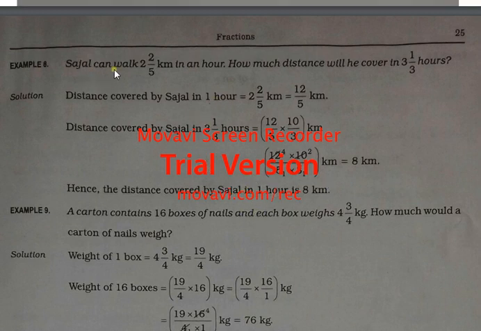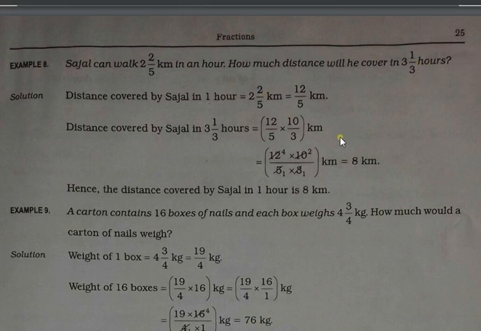Here it has written Sajal can walk 2 by 5 kilometers in an hour. In an hour this much only she is walking, and you have to find how much distance she will cover in 1 by 3 hours. So what distance did we find? This is in 1 by 3 hours. Here also it is written, distance covered by Sajal in 1 by 3 hours is 8 kilometers. So you will be writing over here, hence the distance covered by Sajal in 1 by 3 hour is 8 kilometers.